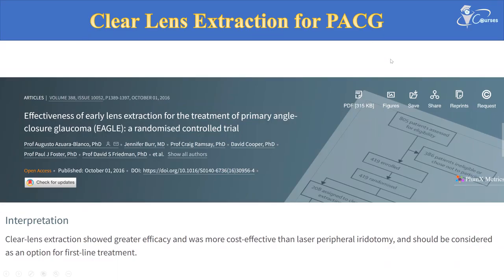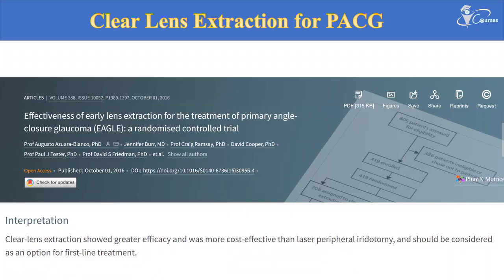Those patients have a crowded angle, a crowded eye; their eyes are small for the size of the lens. So why shouldn't we remove the lens instead of doing PI? This study showed that clear lens extraction showed greater efficacy and was more cost effective than laser PI, and should be considered as an option for first line treatment. So this is another mode for surgical management of glaucoma: clear lens extraction.